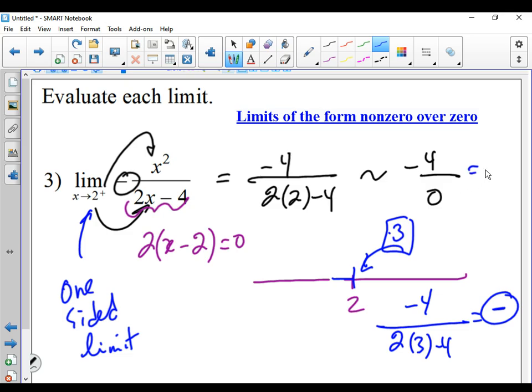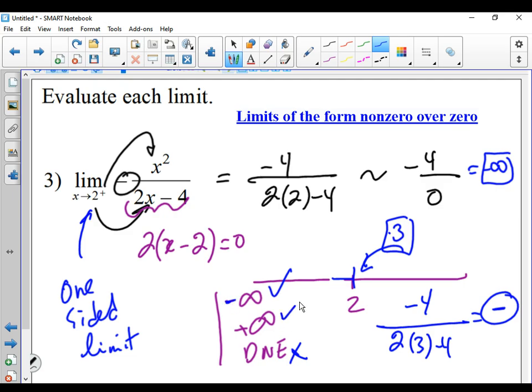This answer is -infinity. Because what did I mention earlier? That if you have a non-zero over 0, the possible answers are -infinity, positive infinity, or does not exist. We're going to rule out does not exist in this problem because that's a one-sided limit. With a one-sided limit, the answer will never be does not exist. So we only have to find out if it's -infinity or positive infinity. Since when we tested, we found a negative answer, it's -infinity.